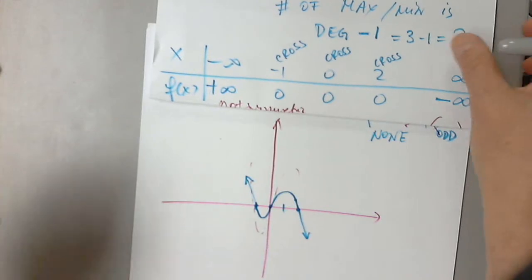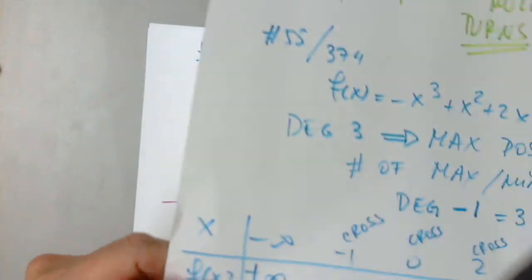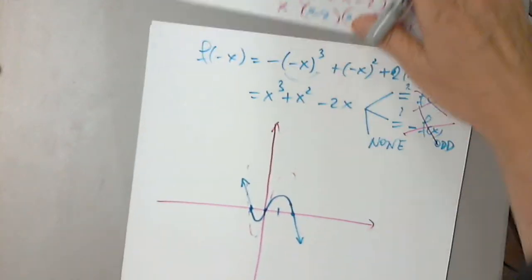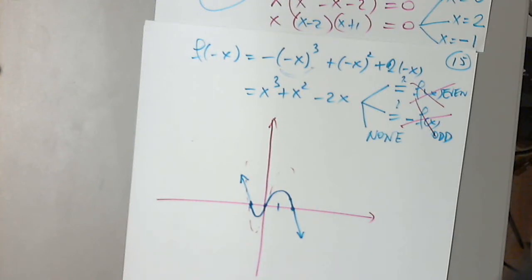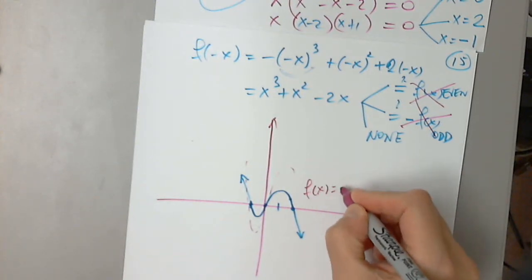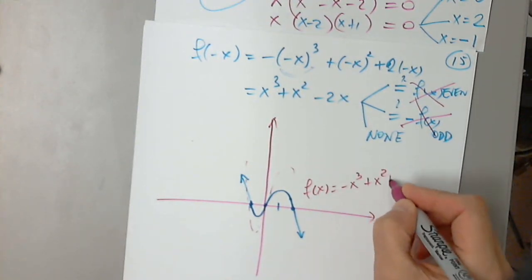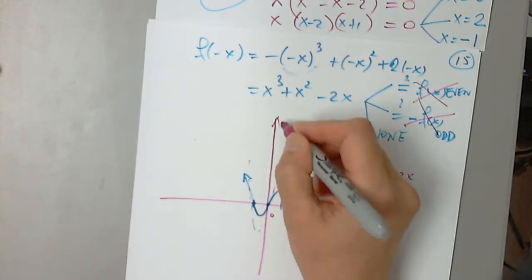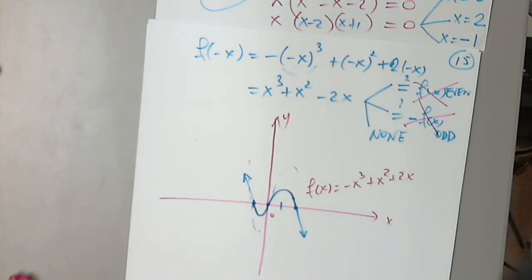So let's punch in the graph in the graphing calculator and find out max min. That's it. So this is our function f of x, -x cubed plus x squared plus 2x. We can make the necessary adjustments in a minute, after we find the max min. So let's put it in the graphing calculator in y equals.